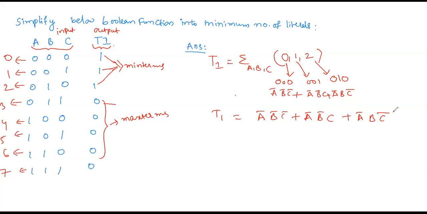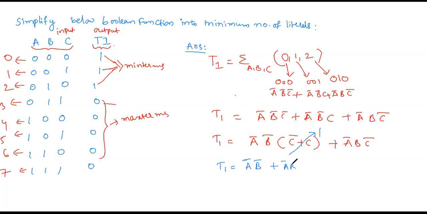And look for common terms. A bar B bar is common here. So I can take A bar B bar common, so you can get C bar plus C, plus A bar B C bar. What is C bar plus C? 1. So T1 is equal to A bar B bar plus A bar B C bar.